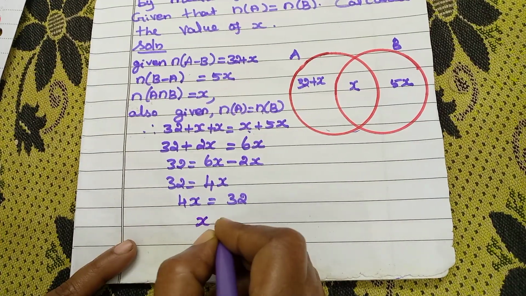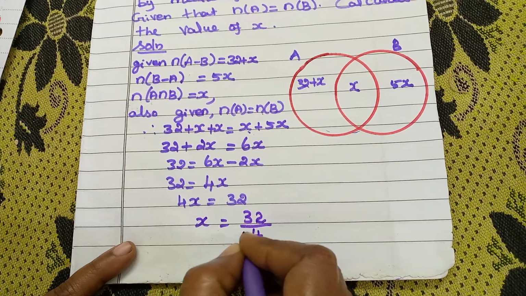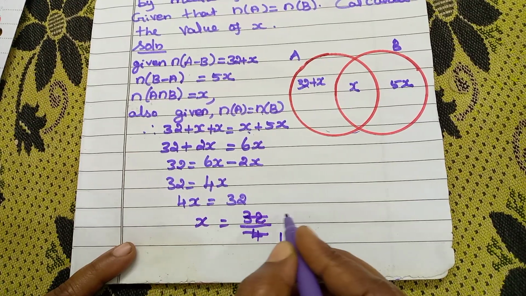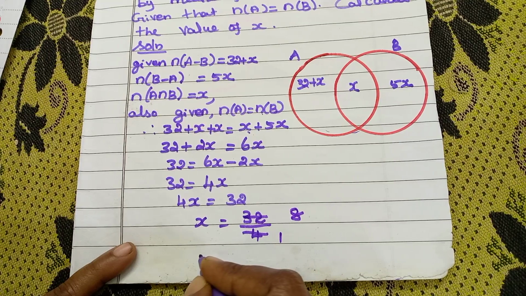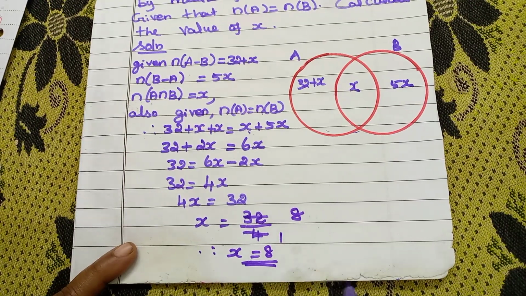So x is equal to 32 divided by 4. 1 4 is 4, 8 4s are 32. Therefore x is equal to 8. That is the answer. Okay, understood students?